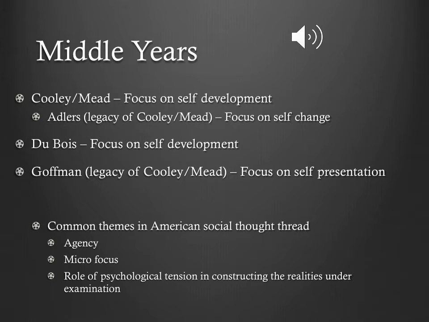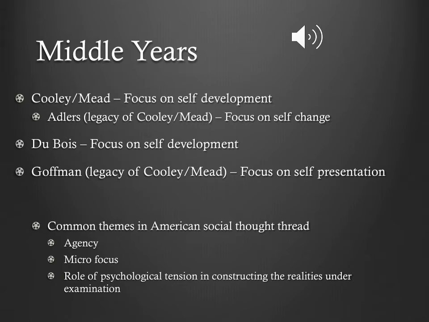And then we turned our attention to the Adlers, who represent the legacy of Cooley and Mead. And we see their focus on self-change. So how those athletes, when getting feedback from people, when getting feedback from the media, start to change their identities, start to change their senses of self.